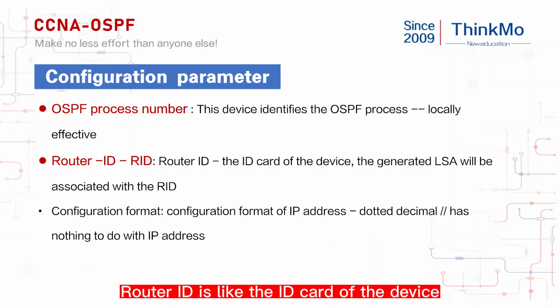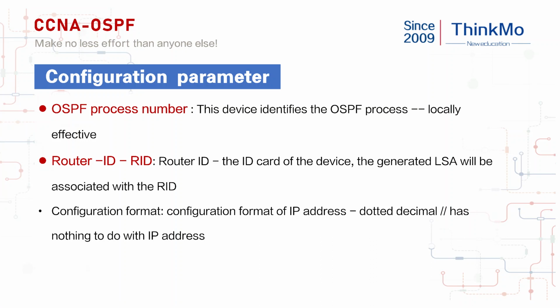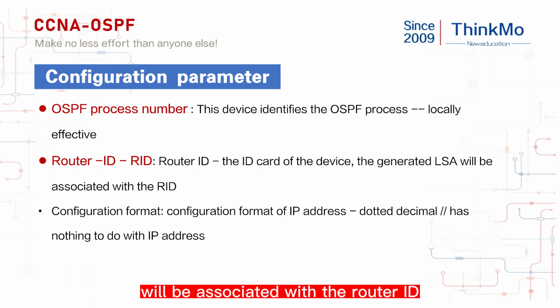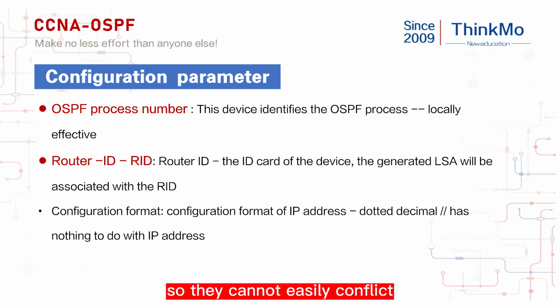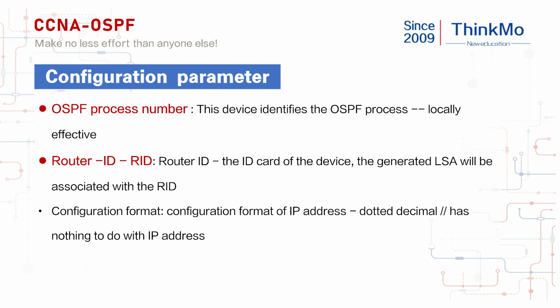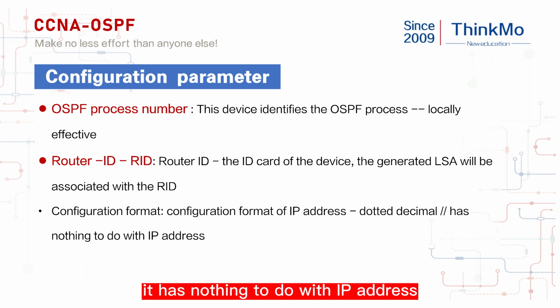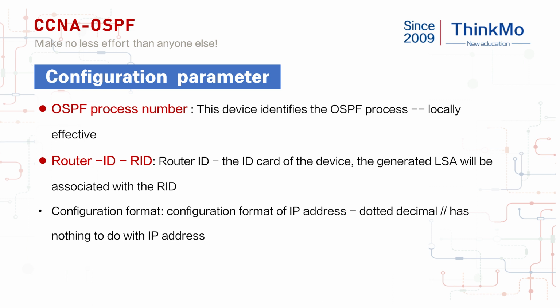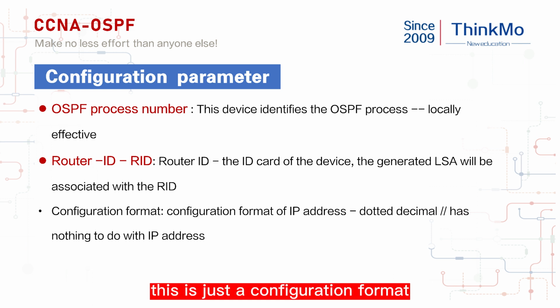Router ID is like the ID card of the device. The generated LSA will be associated with the router ID, so they cannot easily conflict. Router ID has a strict configuration format. It is an IP address configuration format, aka dotted decimal. It has nothing to do with an IP address, and it does not require a suffix mask. This is just a configuration format.